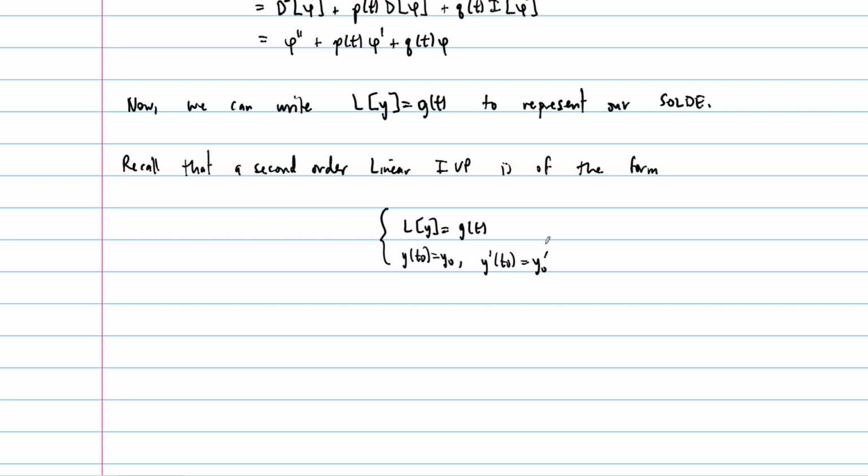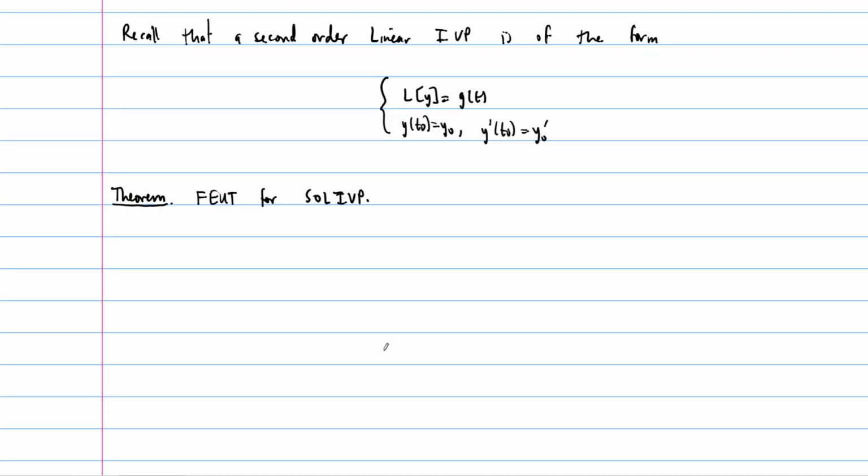All of this setup is for us to be able to state a very important theorem. This theorem is an extension of the fundamental existence and uniqueness theorem. It is going to be an FEUT for second order linear initial value problems. Lots of abbreviations here. So, the fundamental existence and uniqueness theorem for second order linear initial value problems. Again, a very important theorem. We're not going to prove this, but we definitely need to state it.